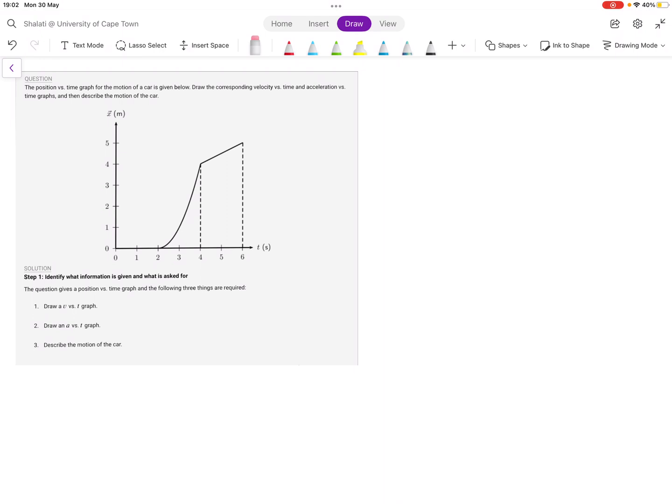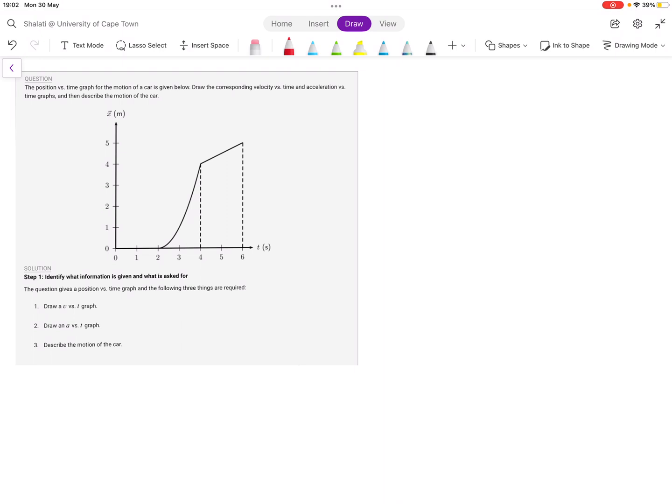First thing that you need to do is to divide your graph into subsections. So we can see here we are given a position time graph. On our y-axis we have the position, and on the x-axis we are given the time in seconds. So what I'm gonna do is divide this graph into subsections so that I can analyze it part by part. So this is what I mean.